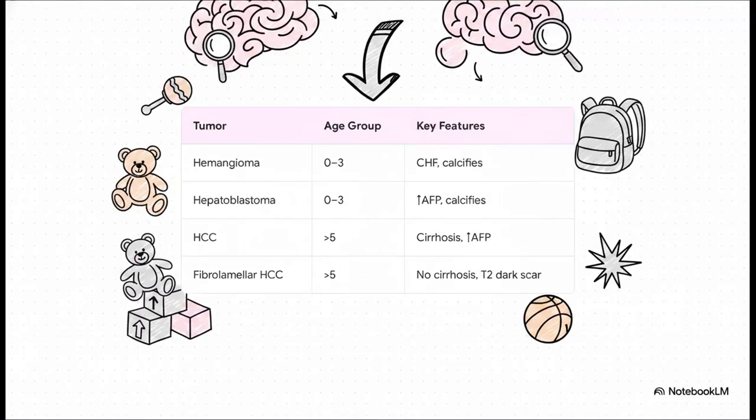When it comes to pediatric liver masses, the single most important clue is right there in the question stem, the patient's age. If the kid is under 3, your brain should immediately go to 2 things, hemangioma or hepatoblastoma. If they're older, say over 5, your differential completely shifts. Now you're thinking about HCC and its cousin, fibrolamellar HCC. Always, always use age as your first filter.